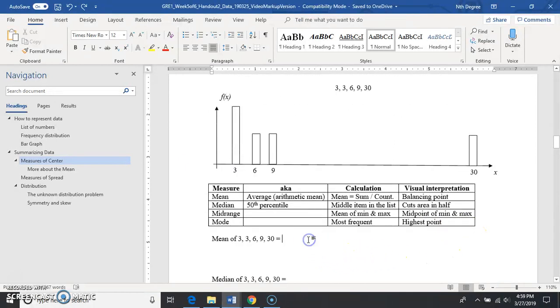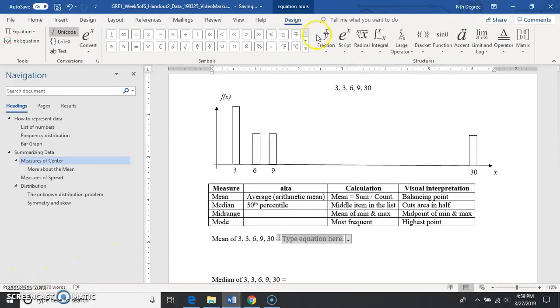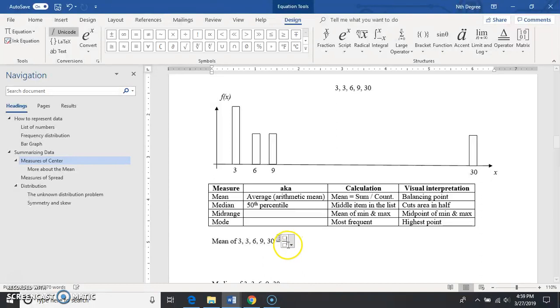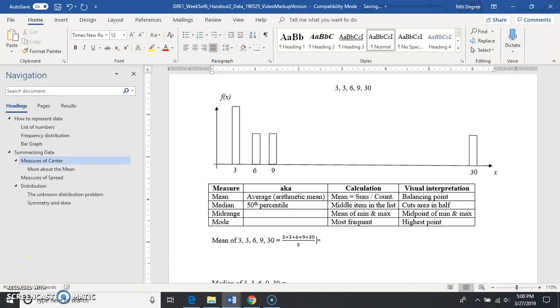So let's practice that here. The mean of 3, 3, 6, 9, and 30. We know that the mean is a fraction. On the top of this fraction, we're going to add these numbers together: 3 plus 3 plus 6 plus 9 plus 30. And then we're going to divide by 5 because there are 5 numbers in the list. When you add those numbers together, you get 51. When you divide that by 5, you get 10.2, 10 and a fifth.